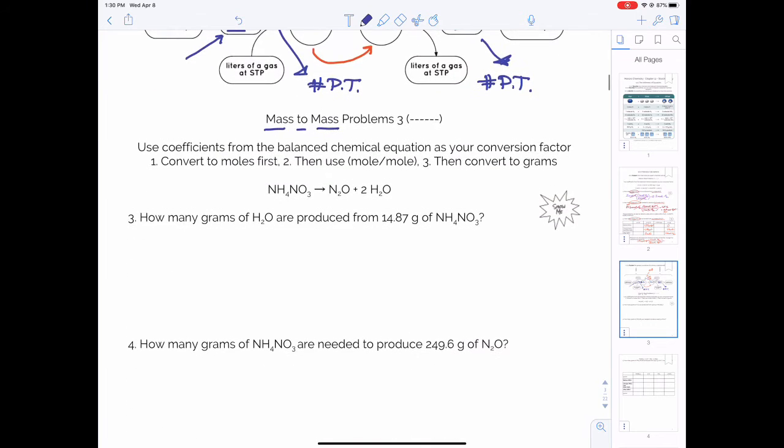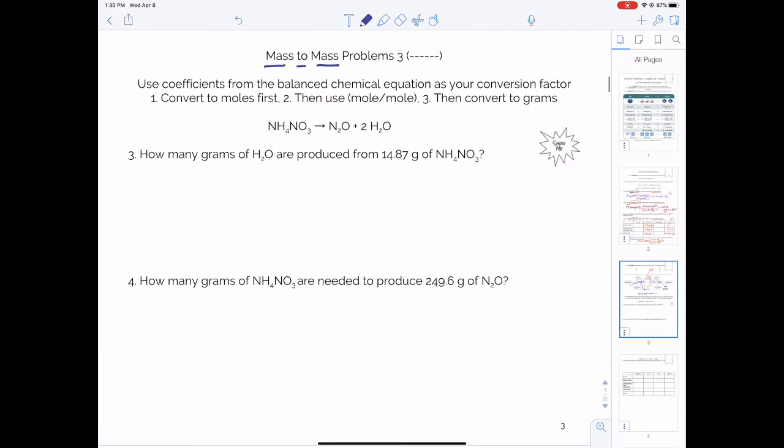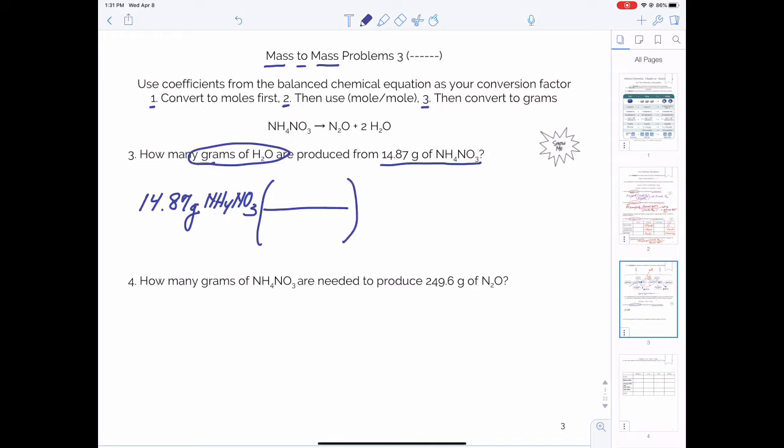So let's look at the first problem here, right? I outline what are the three parentheses that we're going to use. Okay, so how many grams of water, circle the do, is produced from 14.87 grams of NH4NO3. That's ammonium nitrate. So we take the number that's given to us and we write it out front. 14.87 grams of NH4NO3.